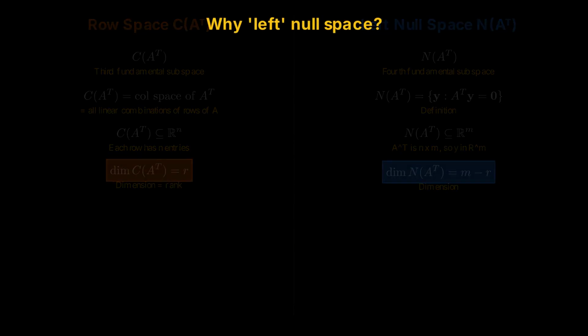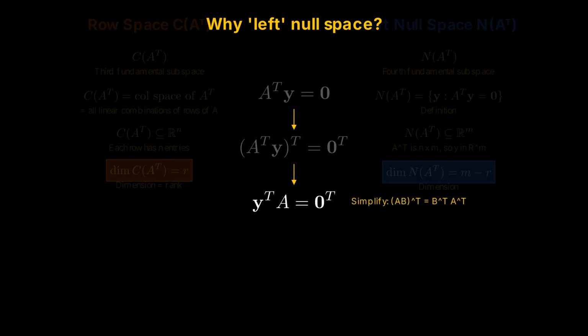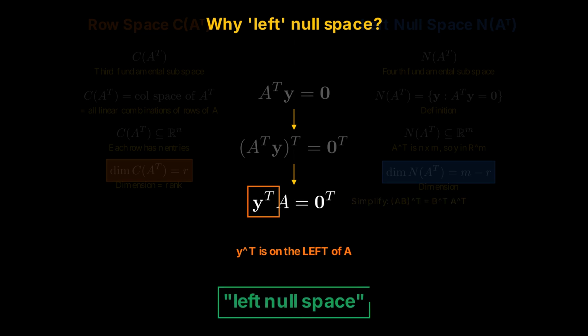But why is it called the left null space? Here's the neat trick. Start with A transpose times y equals 0. Now transpose both sides. The left side becomes y transpose times A, and the right side stays 0. Notice that the vector y transpose now sits on the left side of A. That's exactly where the name left null space comes from.